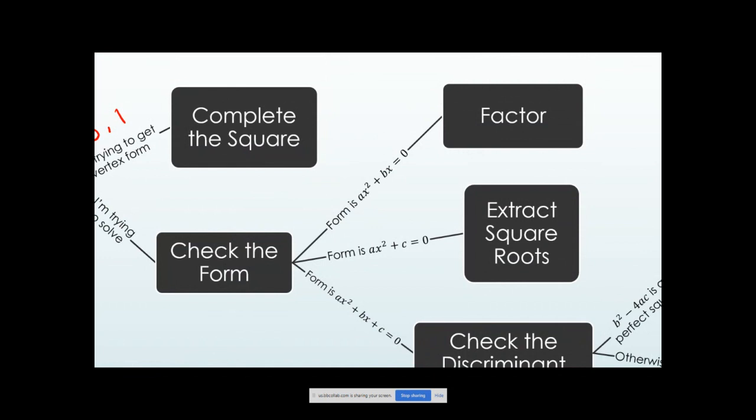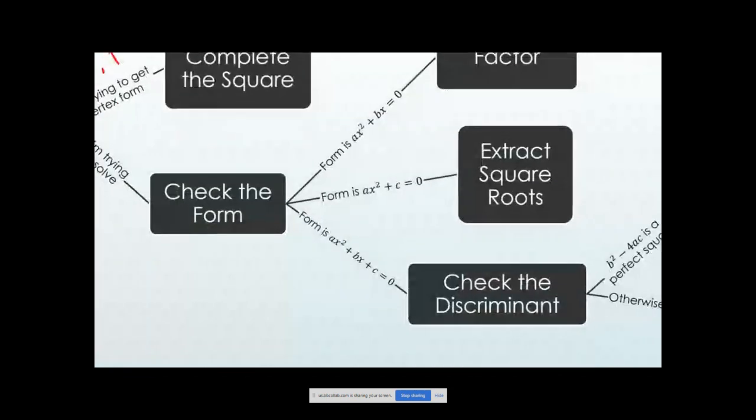The second form is ax squared plus c equals 0, so the bx term is gone. To do that, you want to extract square roots. And then if you have all 3 terms, you need to check something called the discriminant to determine if it's factorable or not. So I'm going to zoom out.